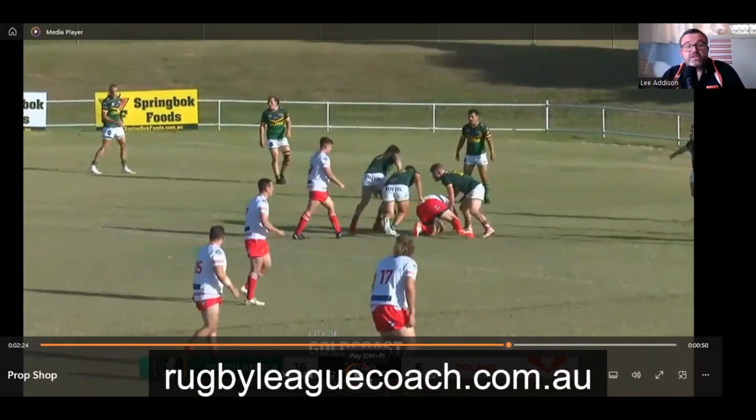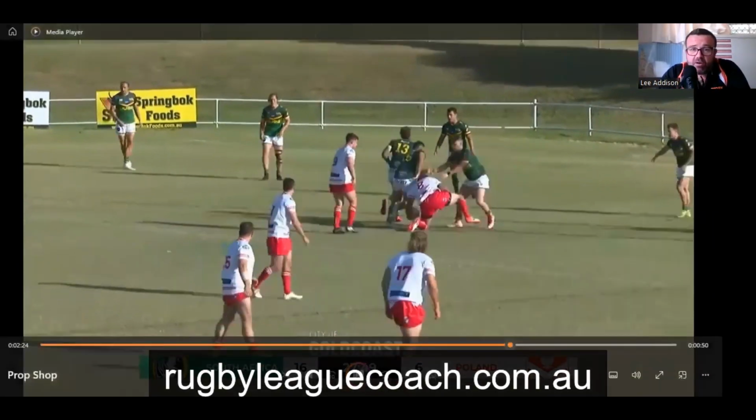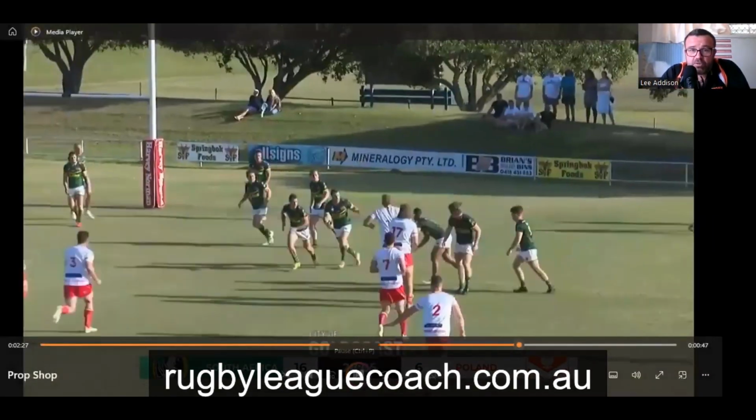So he's worked over the years on his leg drive. So that's really good from James. Either that or it was natural to him. But that just shows you how it can go wrong.